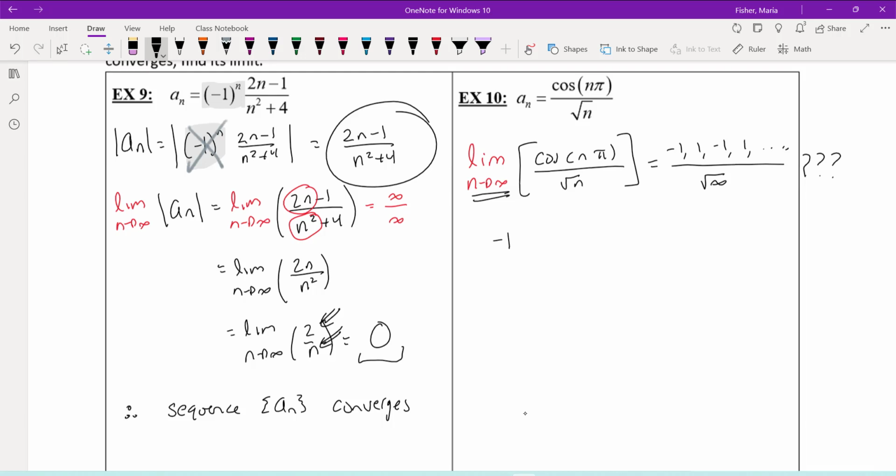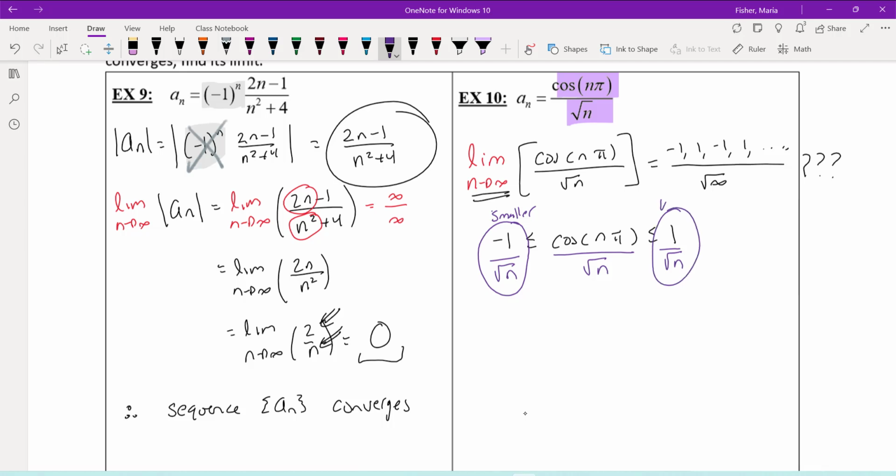Again, we know that the cosine of n pi is trapped between negative 1 and positive 1. But we don't have the cosine of n pi, we have the cosine of n pi over the square root of n. So we're going to place each one of these terms in this compounded inequality over the square root of n. What this is saying is that negative 1 over the square root of n is that smaller function, 1 over the square root of n is that bigger function, and if I can find the limit as n goes to infinity of the smaller one and the limit as n goes to infinity of the bigger one, then the limit as n goes to infinity of the one in the middle must be whatever those two equal.